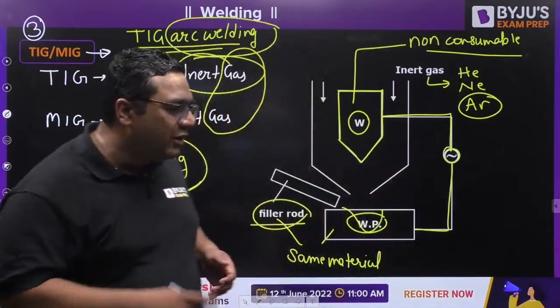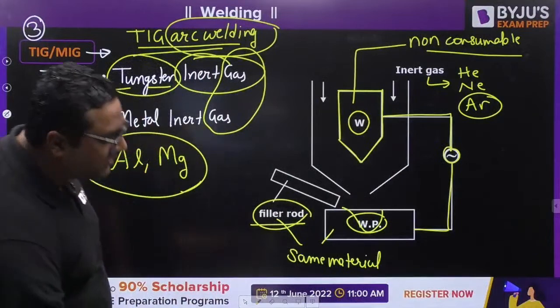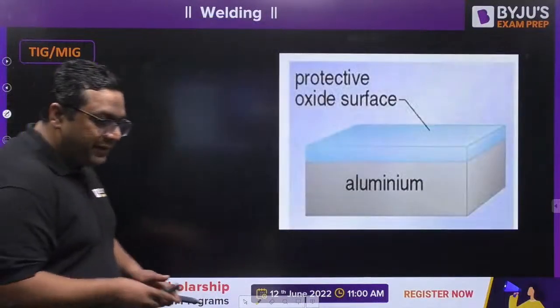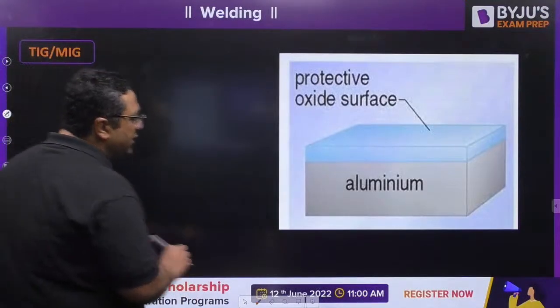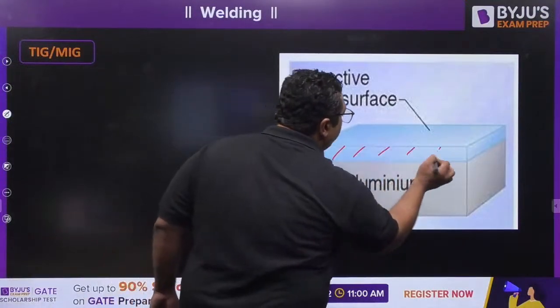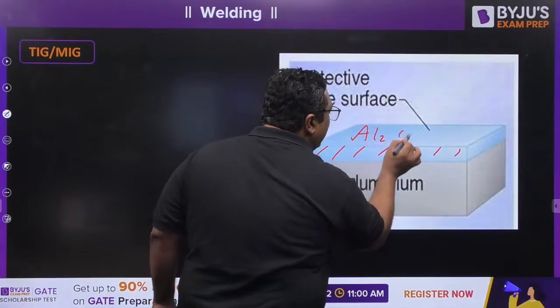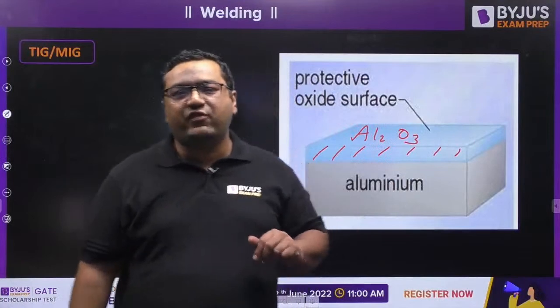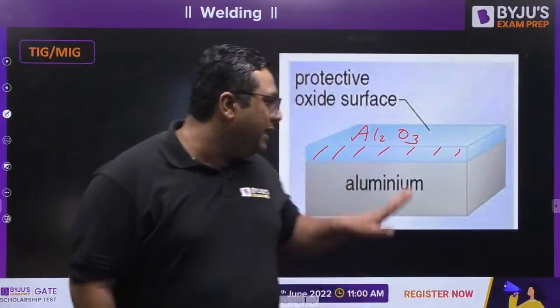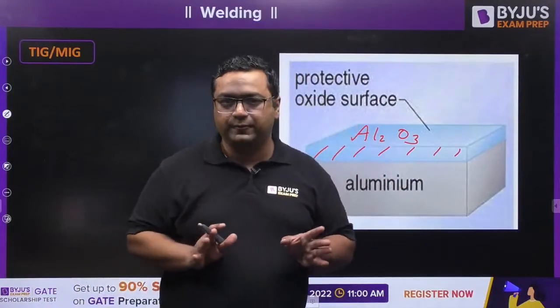So whenever you see aluminium and magnesium at room temperature, what will you see? At room temperature, aluminium will already have an oxide layer present. You can see this oxide layer is already present. This oxide layer is Al2O3. When this oxide layer is present over the surface, it is a brittle material, and Al2O3 cannot be welded.